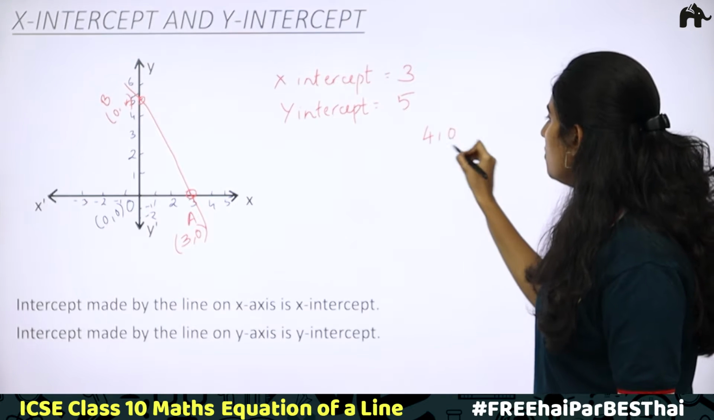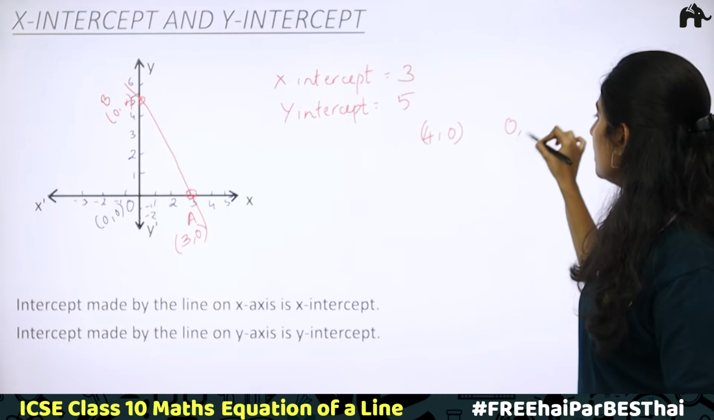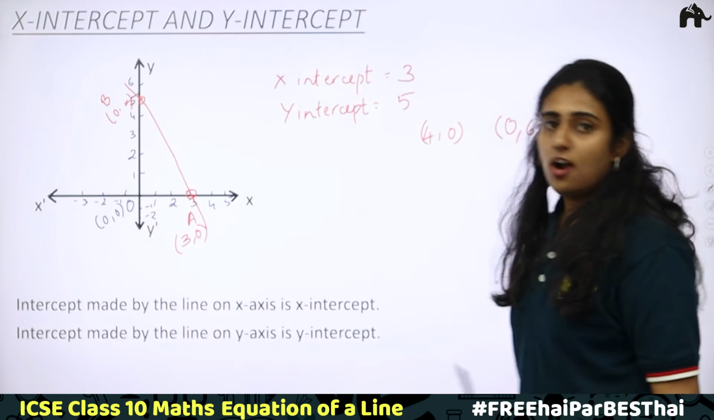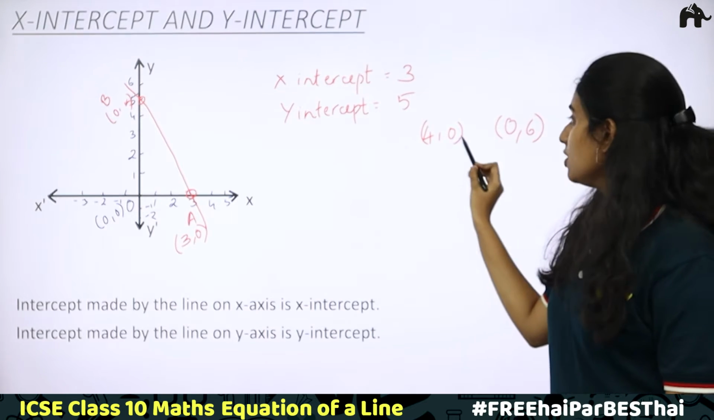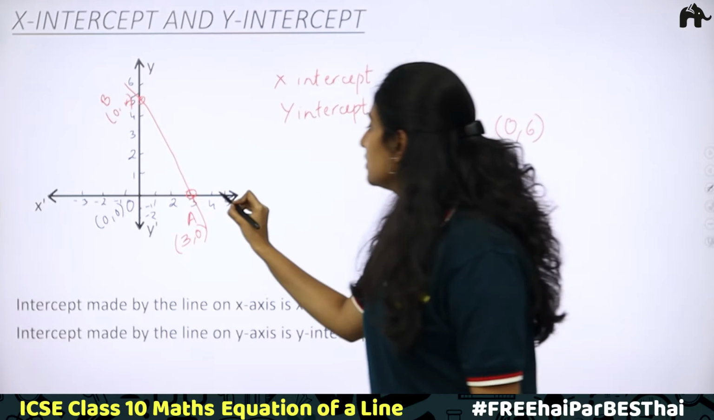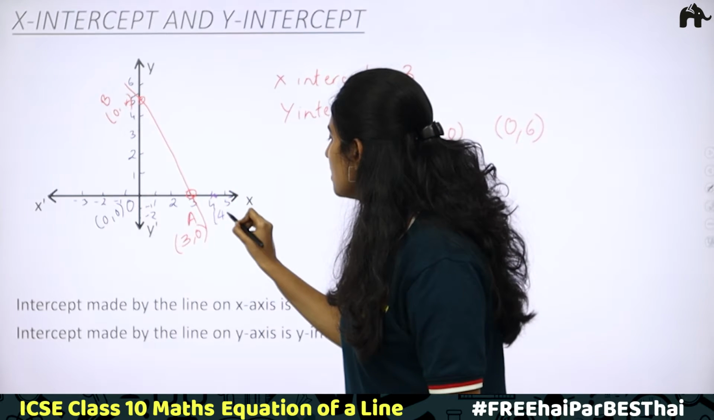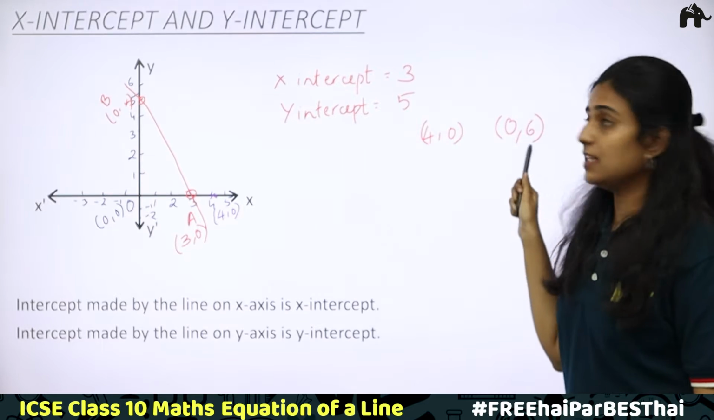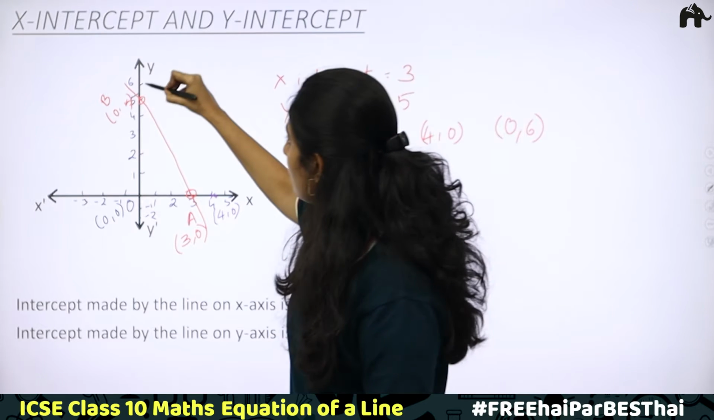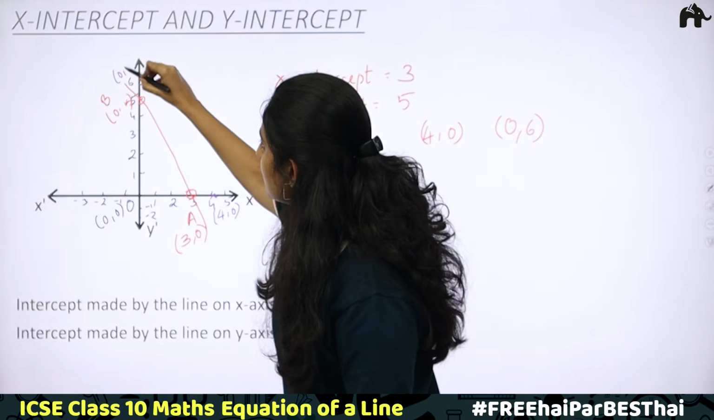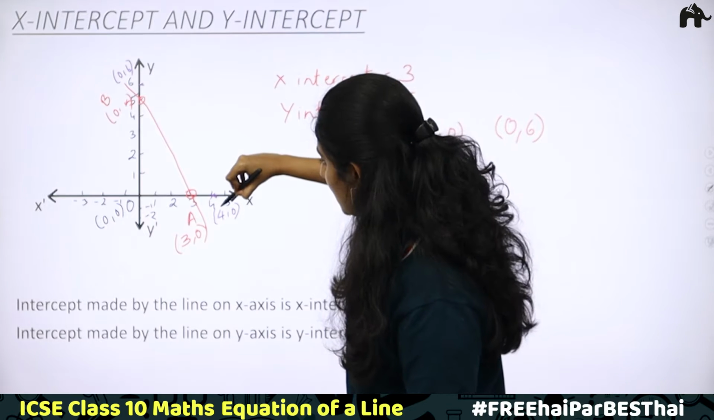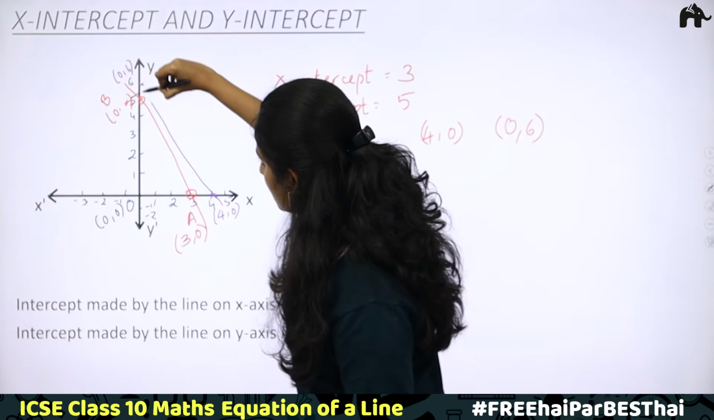(4, 0) and (0, 6). I have taken two points. Mark these points on the coordinate axes. (4, 0) is a point that will lie on the x-axis because the y-coordinate is equal to 0. What about (0, 6)? Here the x-coordinate is 0 and the point lies on the y-axis. Now I am drawing a line which passes through these two points.